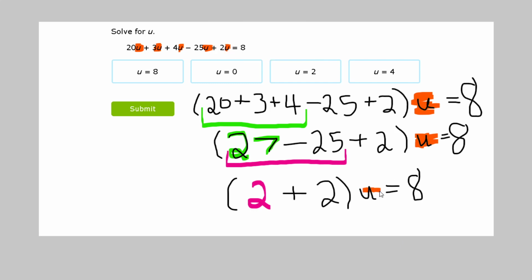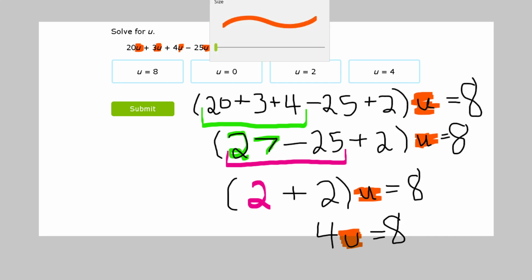And then from here, 2 plus 2 is 4. So we have 4 times u is equal to 8. And then from here, it's just a one-step equation, just like we've done this week. So you divide this side by 4, divide the right side by 4 as well, so it stays balanced.